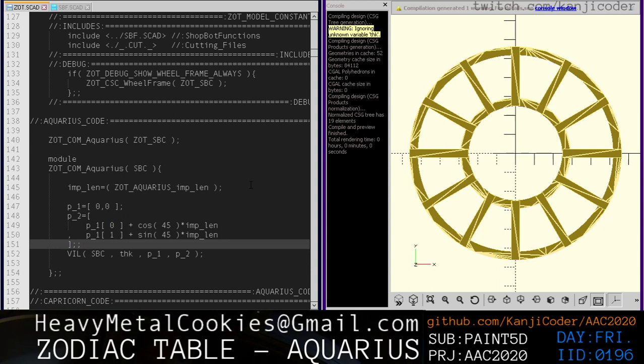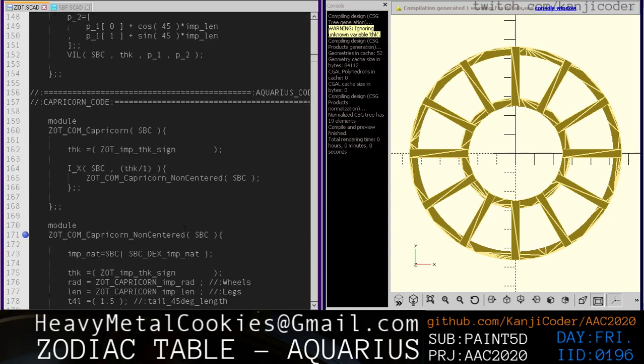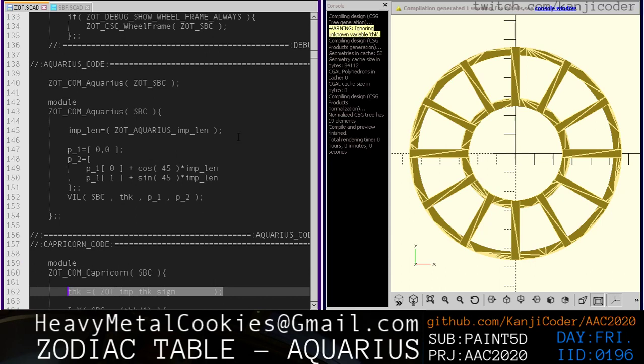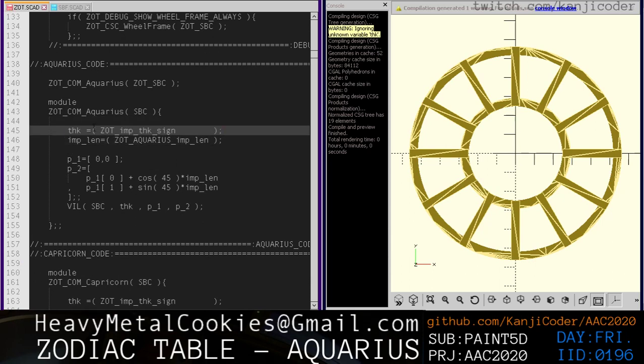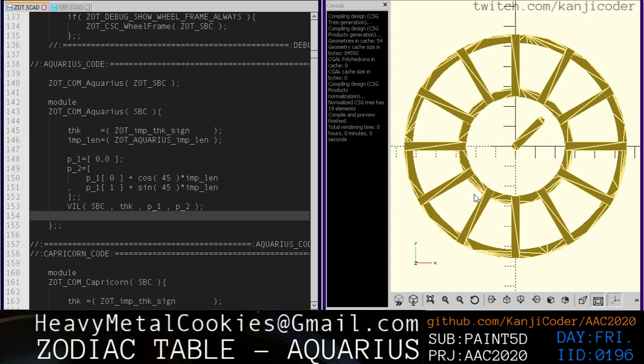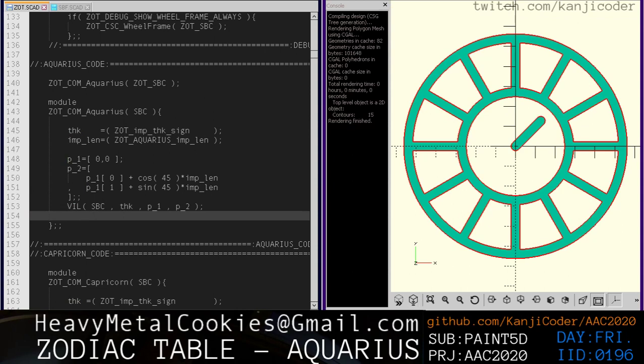Ignoring variable thickness. So we have to make a thickness variable. Let's just steal this, because we use this everywhere. So let's steal the thickness variable here. The thickness is also imperial, but I use it so often everywhere else, I've just been keeping it very short, very shorthand. Let's give that a shot. F4. Okay, cool. So we got this thing.